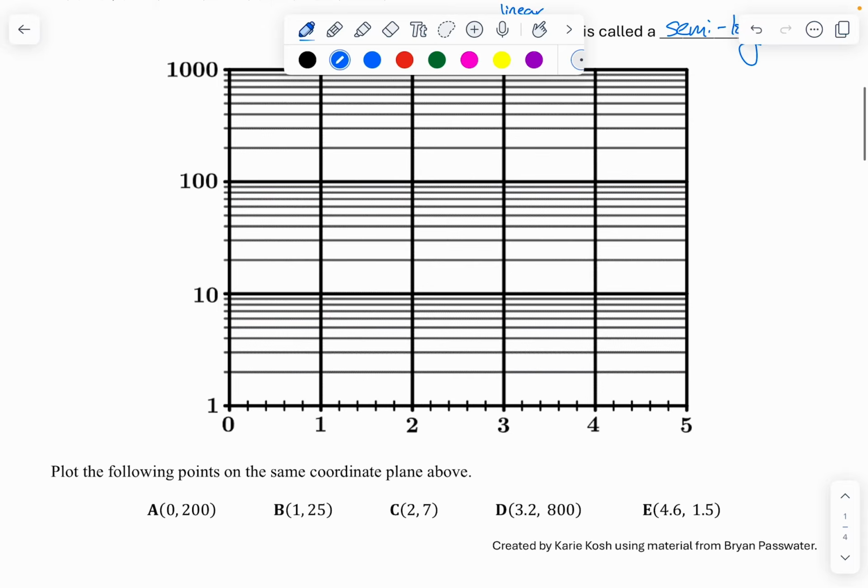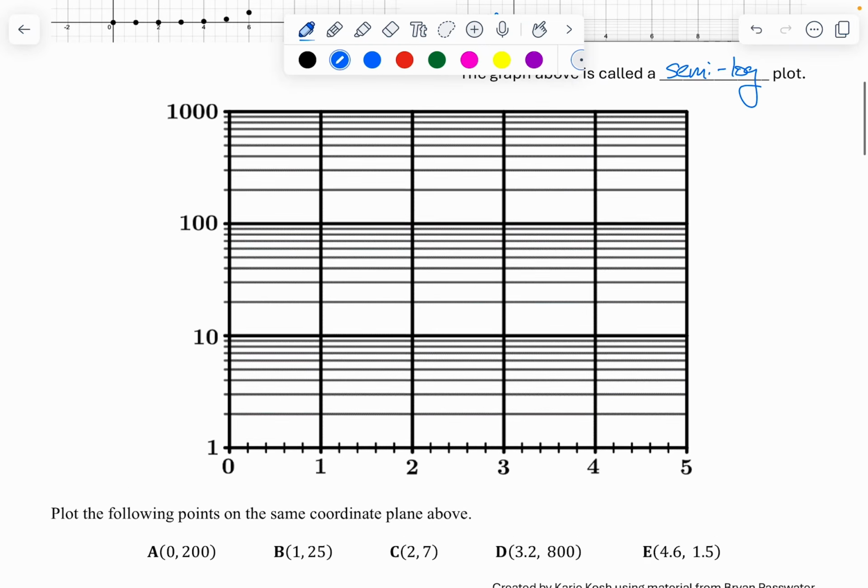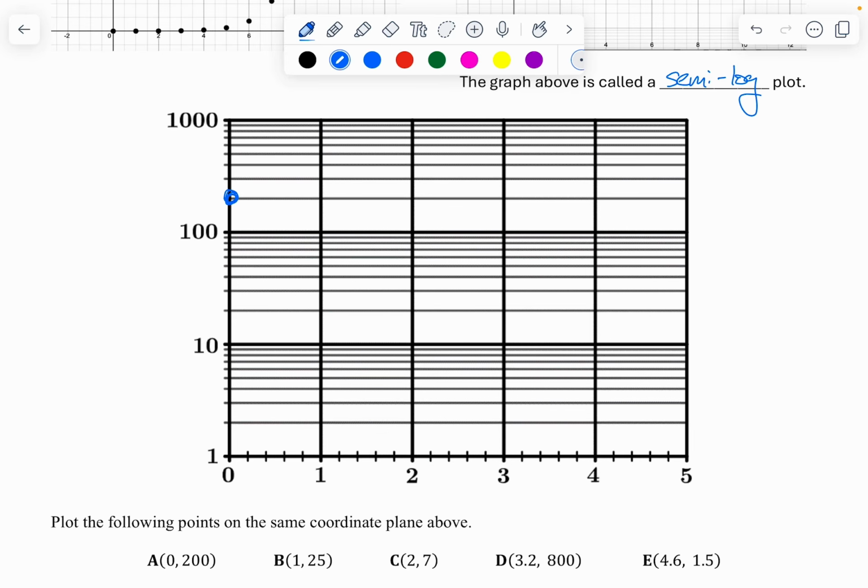Okay, so here's how we plot on a semi-log plot. The point (0, 200) would be right here, and so here's the point A. You'll notice I started at 100, and each of these lines goes up by 100 until it gets to 1,000. These are logarithmically scaled, so the distance between the lines is not consistent. Our output values have a constant proportional change, but not a constant rate of change.